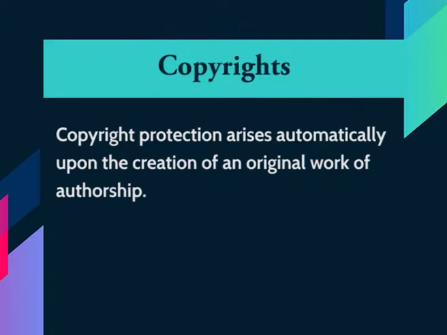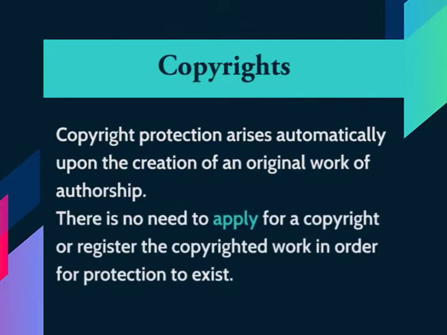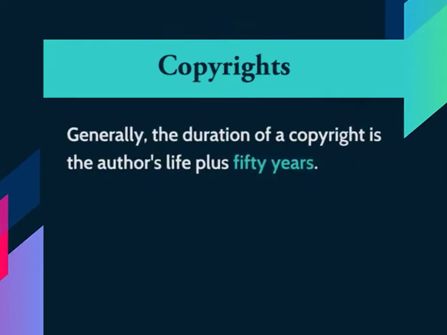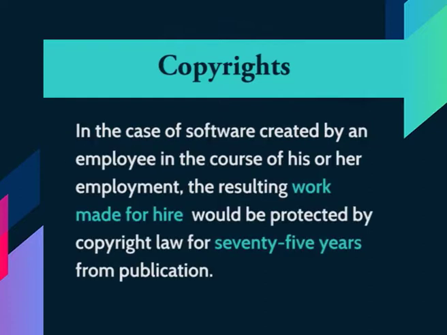Copyright protection arises automatically upon the creation of an original work of authorship. There is no need to apply for a copyright or register the copyrighted work in order for the protection to exist. Generally, the duration of the copyright is the author's life plus 50 years. In the case of software created by an employee in the course of his or her employment, the resulting work made for hire would be protected by copyright law for 75 years from publication.